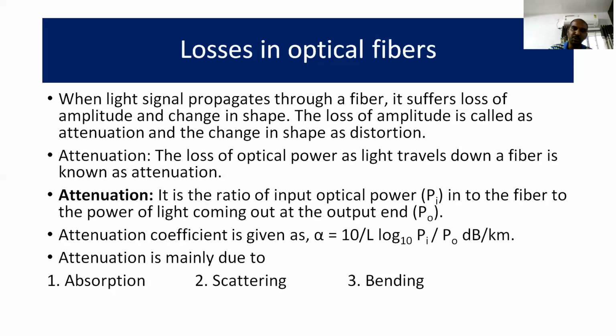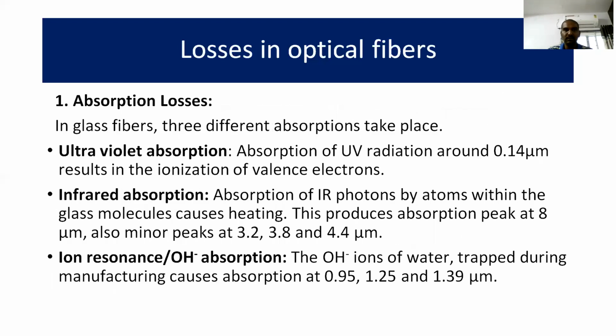Attenuation mainly arises due to absorption, scattering and bending. Now let us see all these three in detail. The first one is absorption loss. In glass fibers, three different absorptions take place. The first one is ultraviolet absorption. Absorption of ultraviolet radiation around 0.14 micrometers results in the ionization of valence electrons. As a result, absorption takes place.